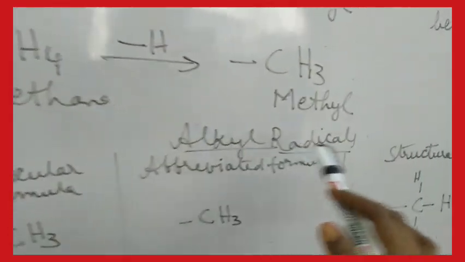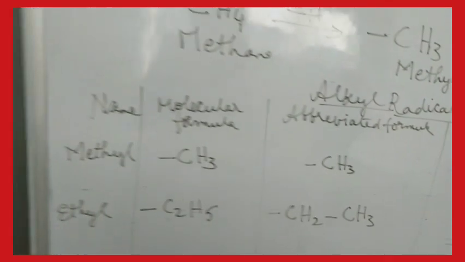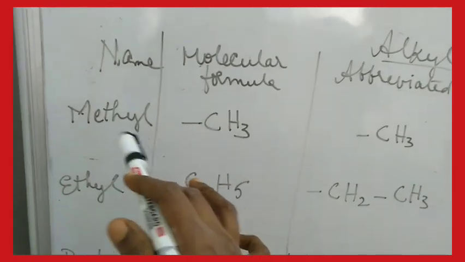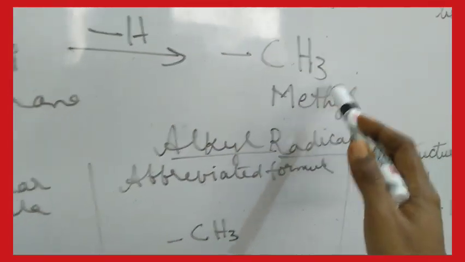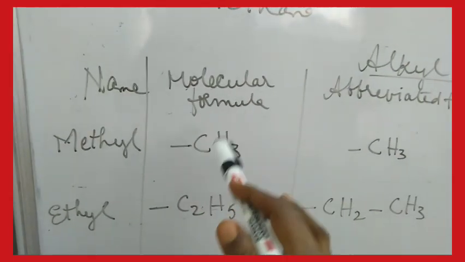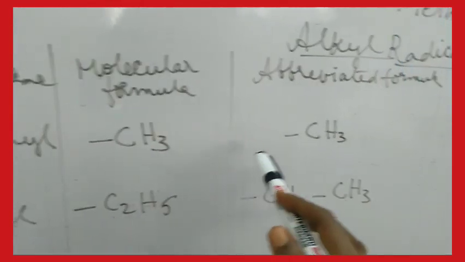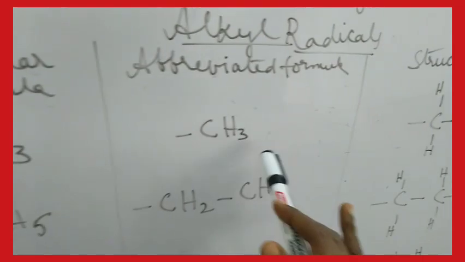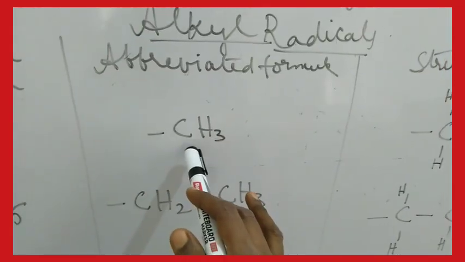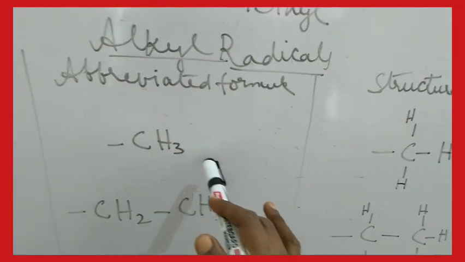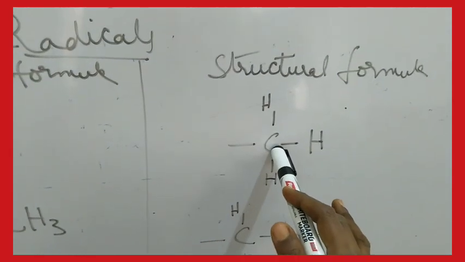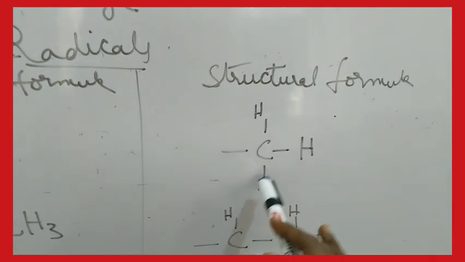Now let us see some alkyl radicals. This is a very important table. For example, methyl. Methyl means just now we found CH3. So the molecular formula is CH3, and the abbreviated formula is CH3 only. That means a single carbon is bonded with 3 hydrogen atoms. This is the structural formula.